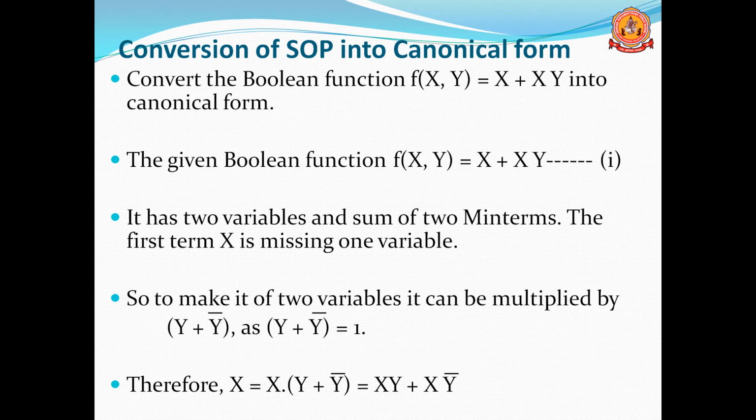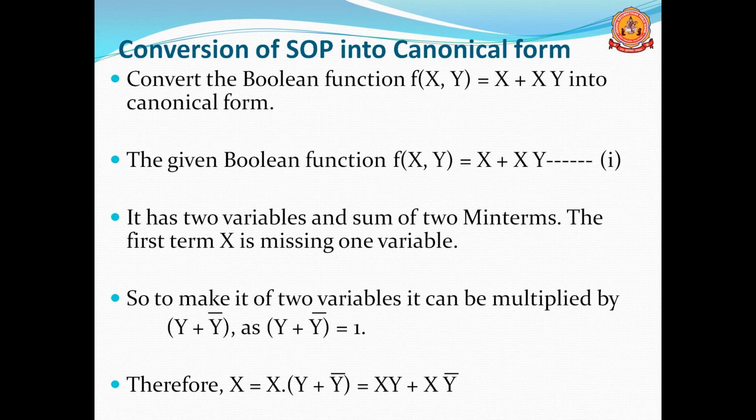So we have to add y for the first term. Normally this is in SOP, sum of product, so we have to convert it into canonical form. When converting to canonical form, first you have to find the missing term. The second term is proper because two variables are present. In the first term x, one variable is missing, that variable is y. So y is missing in the first term; that is the first step. First we have to find the missing variable.